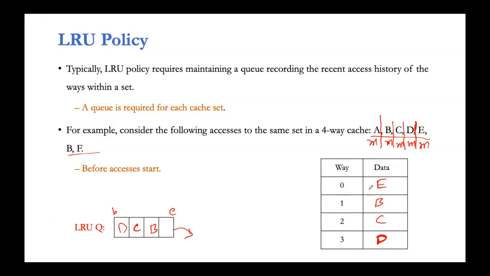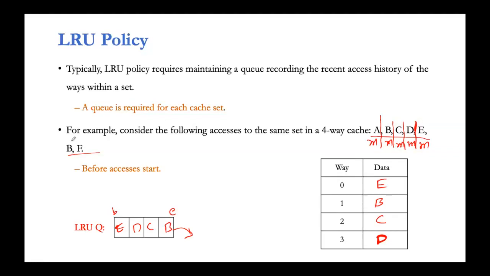So E will be accommodated at way 0. Okay. So then in the queue, the shift operation will take place. E will be inserted at the beginning of your queue. So then your queue record will be here. You will get the B, then your C, D, and E.